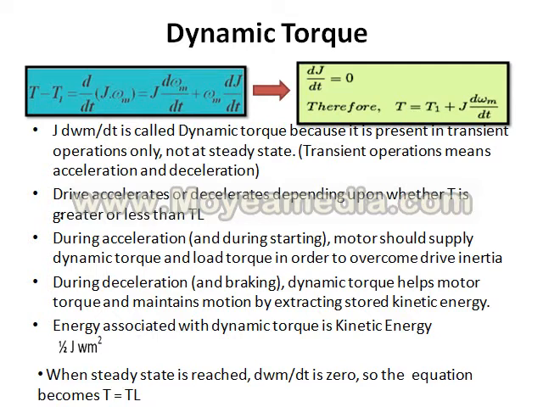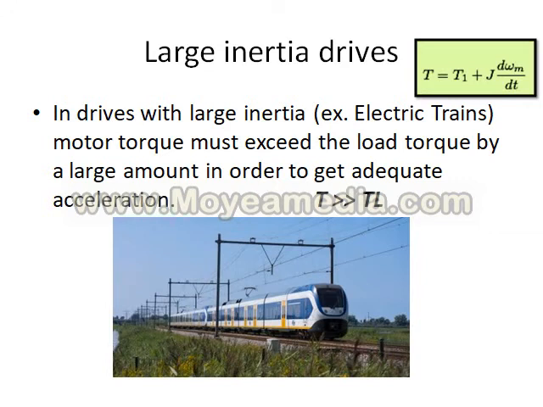For applications where the moment of inertia is large, for example, electric trains which have high mass, your motor torque must exceed the load torque by a large amount in order to get adequate acceleration. So, because of the equation given here, if J is very high, then your T must be very high. T should be very much greater than TL.